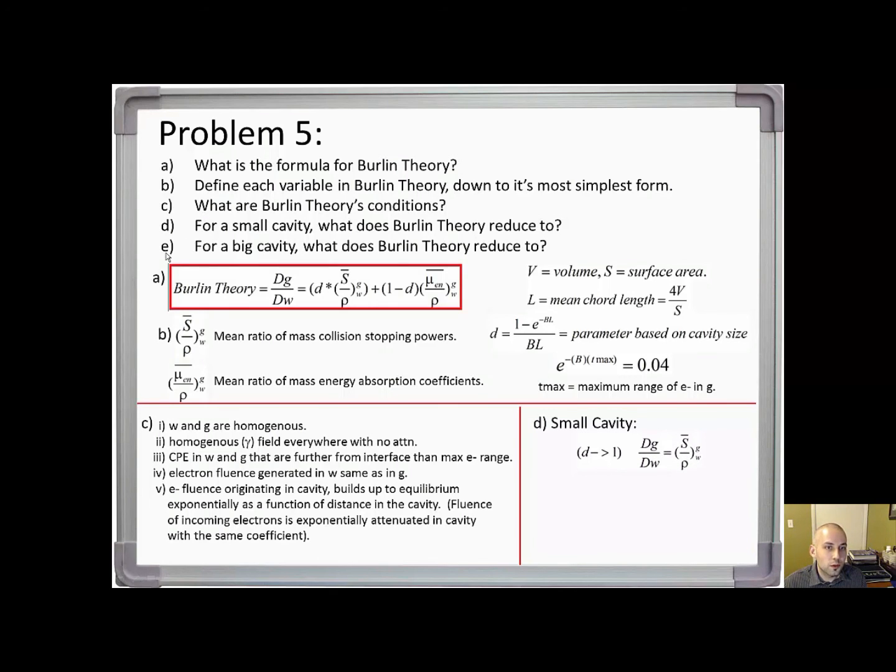For E, for a big cavity, what does Burlin theory reduce to? For a big cavity, d goes to 0. So I put a 0 in for d. This stays. For 0, this goes. So we're left with just this term, which is the mean ratio of mass energy absorption coefficient.